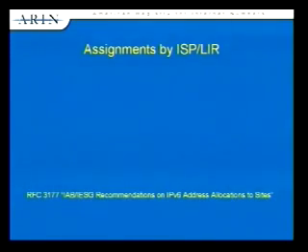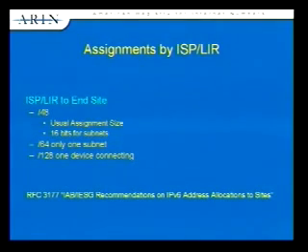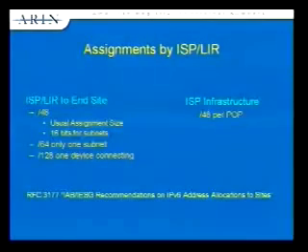So how do the assignments work? The usual end site size, like I said, is a /48. A /64 is what you would assign as an ISP to a customer if they have only one subnet and they swear they're never going to subnet again. If you have a device connecting, like a cable or dial-up subscriber, they get one address, which is a /128. And then the other assignments are in ISP infrastructure. You give out a /48 per POP. This is part of RFC 3177 as well.